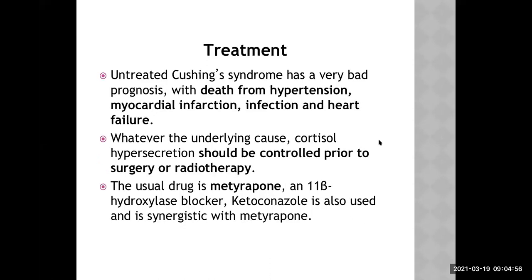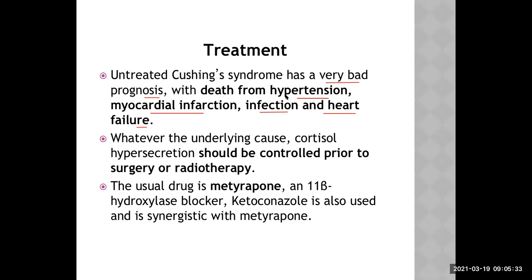Now, let's talk about the treatment in today's class. Okay, now see this. Untreated Cushing syndrome has a very bad prognosis. Usually, the patient has a very bad prognosis, with death from hypertension, myocardial infarction, infection, and heart failure. So we can explain all of this. Hypertension is a main feature of Cushing syndrome, and if there is chronic hypertension, it will lead to heart failure because of hypertensive heart disease.